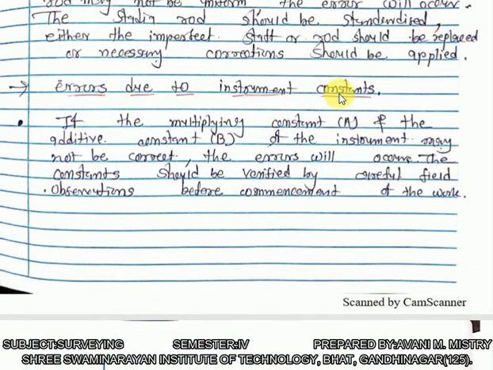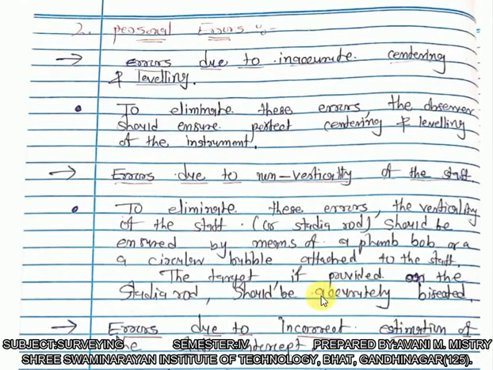Errors due to the instrument constants, the values of A and B. The value of A is the multiplying constant and the value of B is the additive constant. If the multiplying constant A and the additive constant B of the instrument are not correct, errors will occur. The constants should be verified by careful field measurements or observations before the commencement of the work.